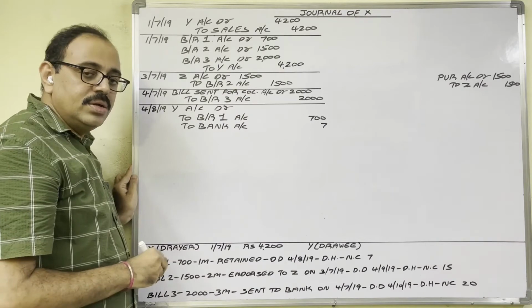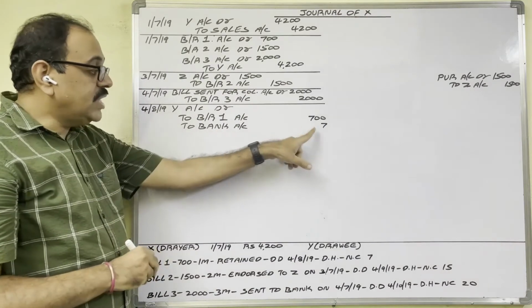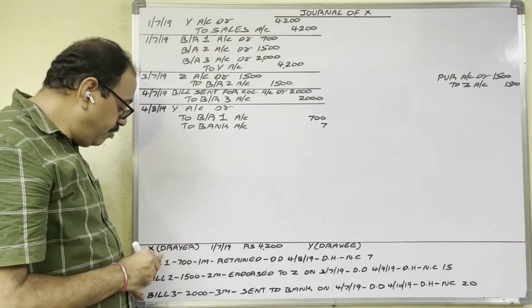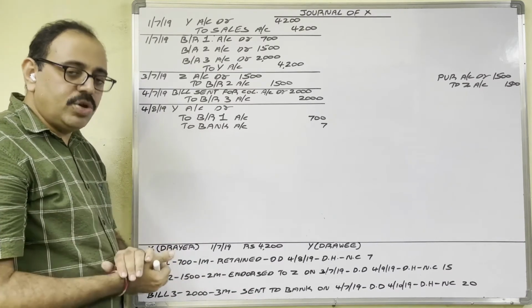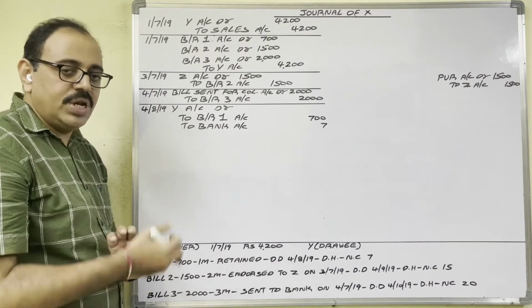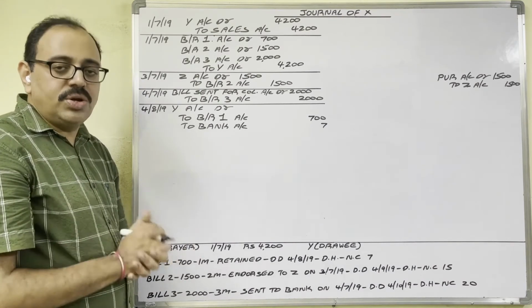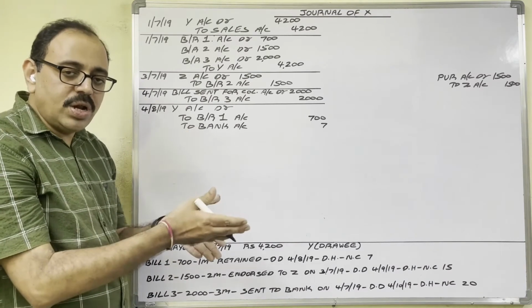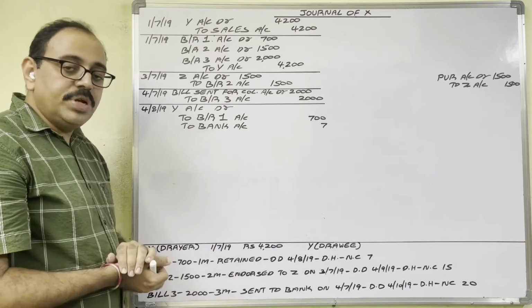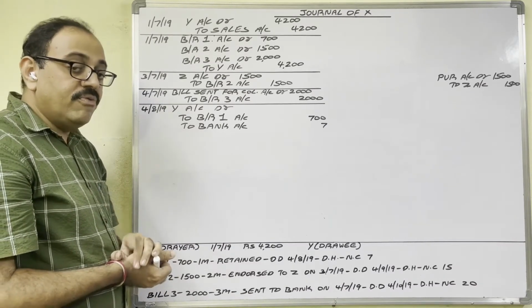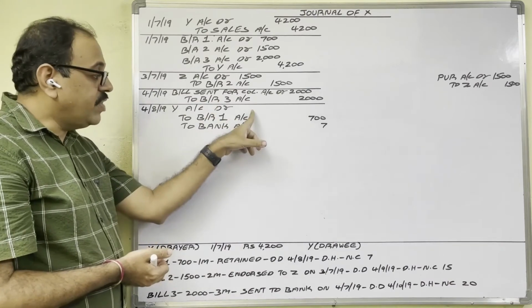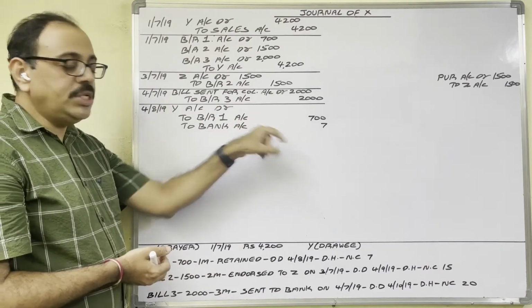Not only that, at present this 7 rupee noting charges we paid, X paid. But finally who has to bear this 7 rupees noting charges? Y only. Because he is the only reason, no? So as he dishonored the bill, we paid this 7 rupees. So finally Y should only bear this. Therefore, Y should pay 700 plus 7 rupees.